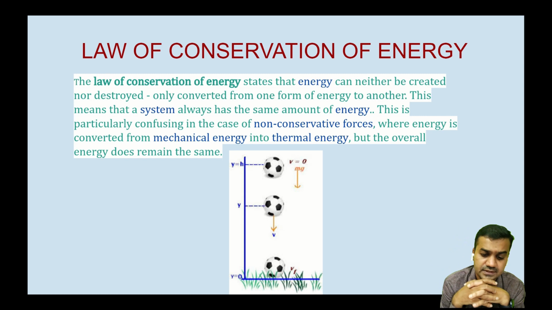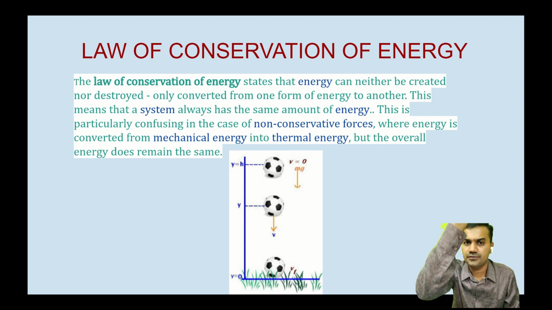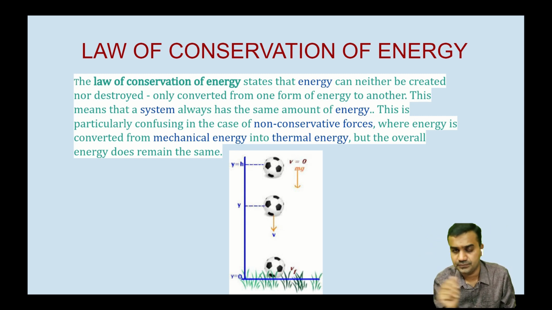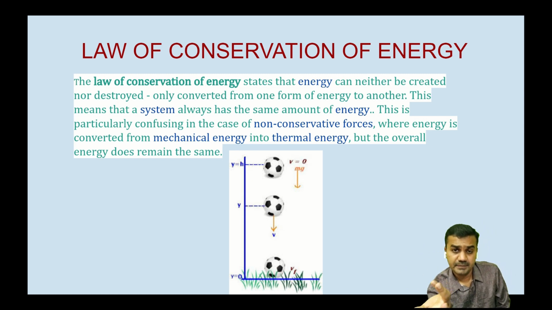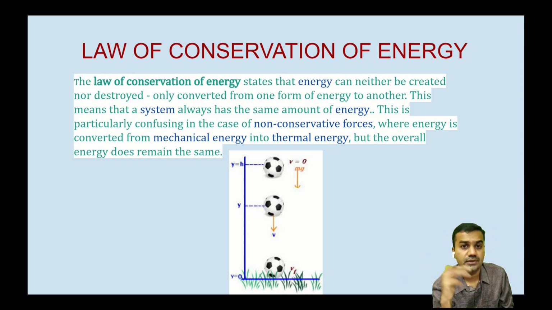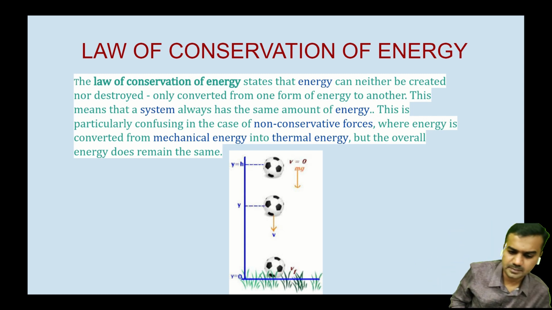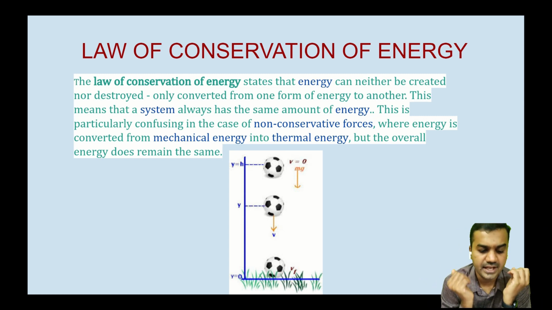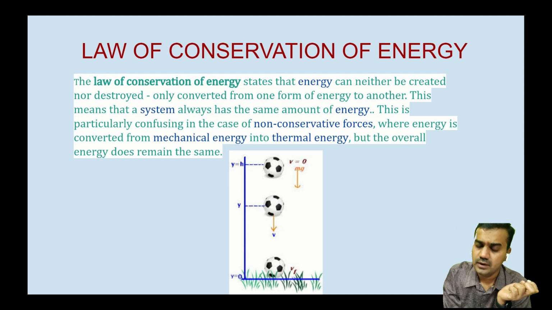Again, there may be two possibilities. This is an example of a conservative force. Who is responsible for the falling of the football? The gravitational force, and gravitational force is an example of a conservative force, where potential gets converted to kinetic and kinetic gets converted to potential. The potential energy and kinetic energy together are called mechanical energy. In the case of free fall of a football, kinetic gets converted to potential and potential gets converted to kinetic.